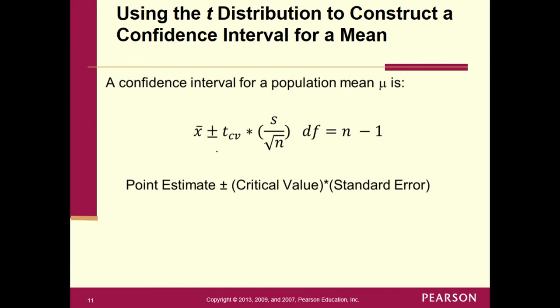So here's our formula, and x bar would be our point estimate for a confidence interval for mu. Critical values are coming from the t table. That's why we put t, not z. Standard error, it's this guy right here. And we have to remember our degrees of freedom is n minus 1.